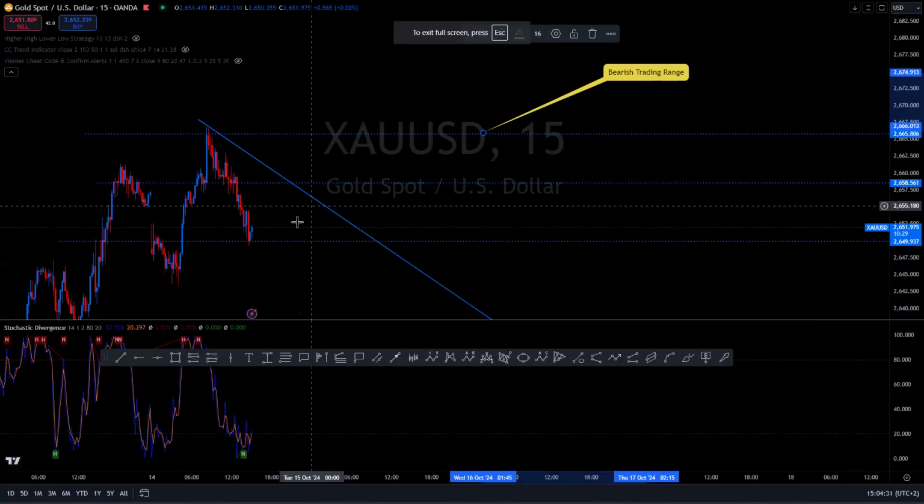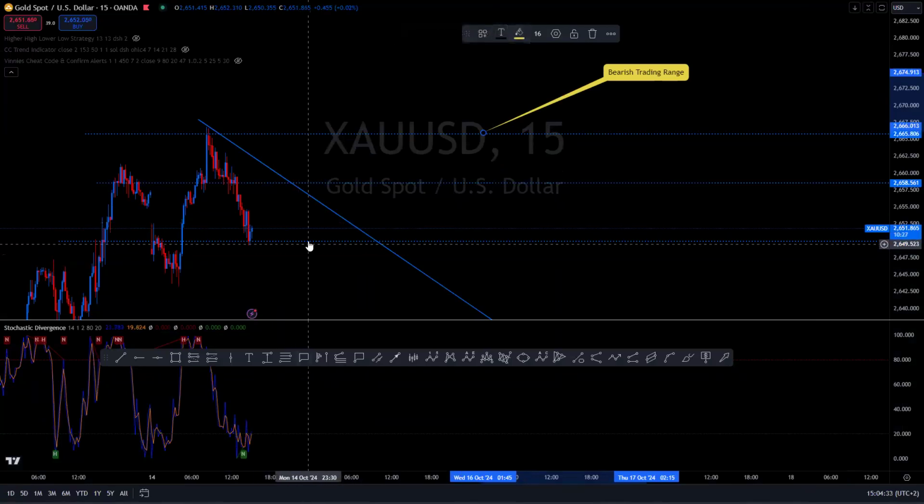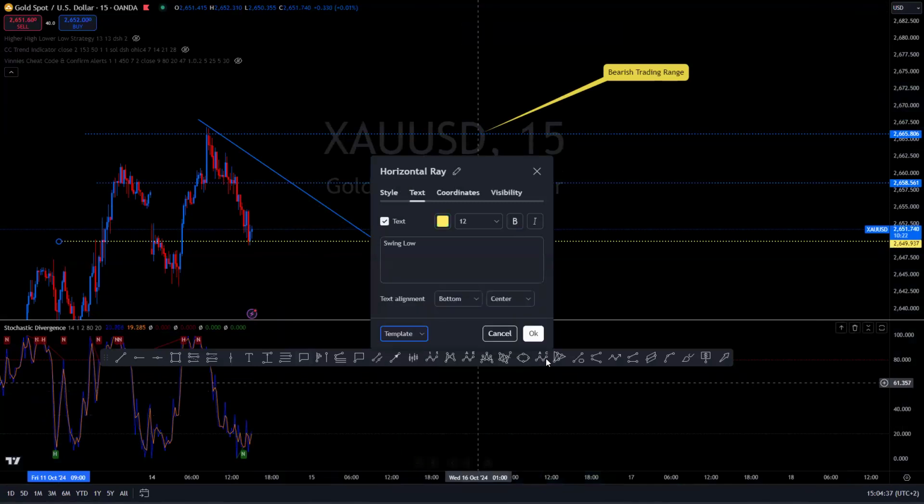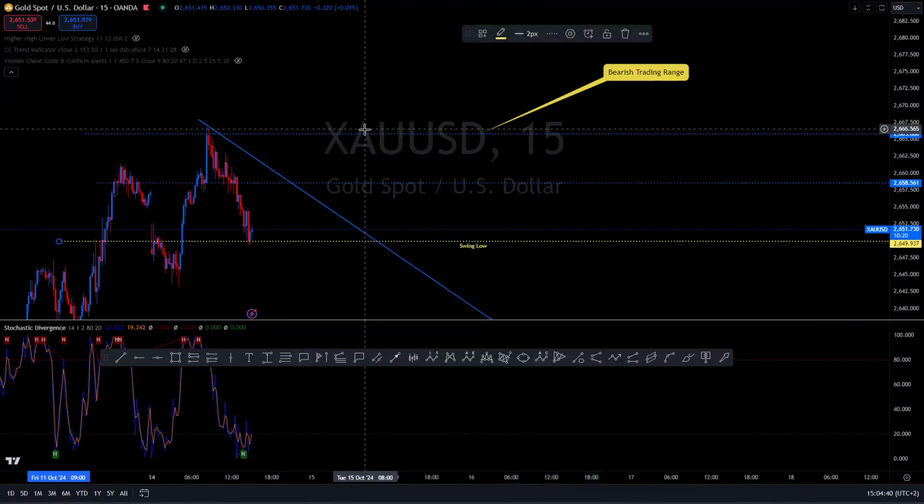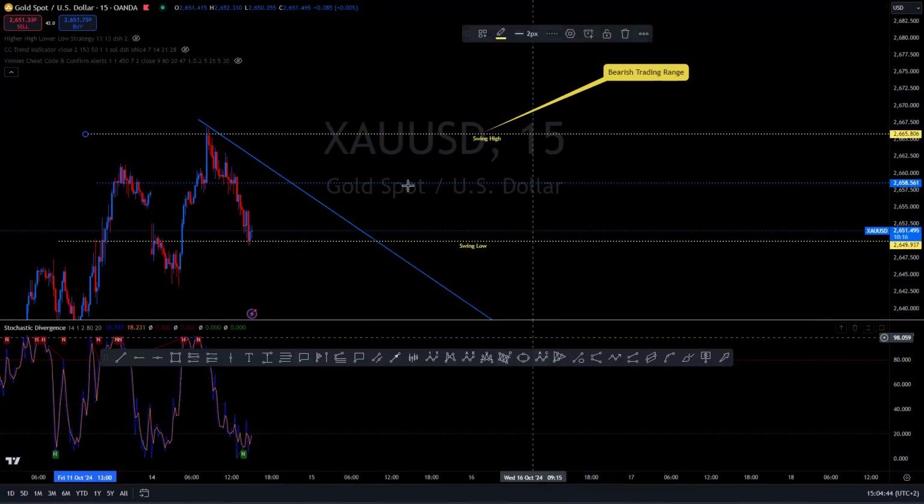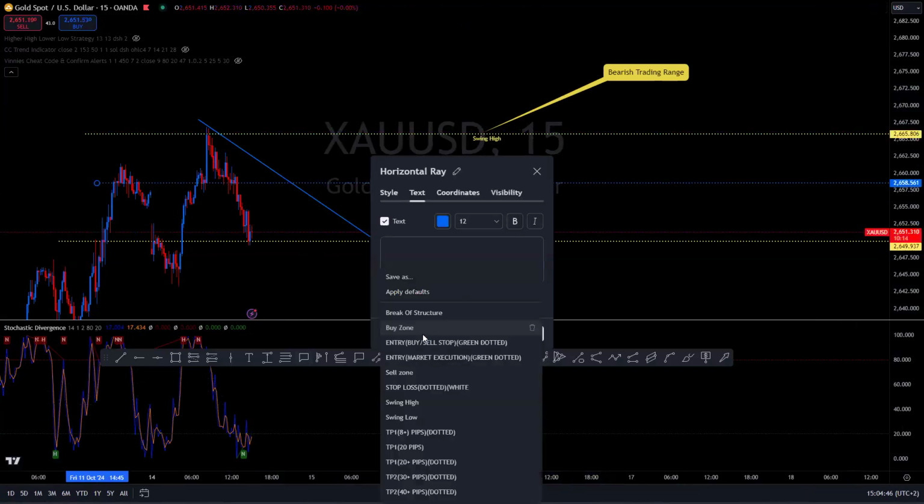And now we're going to label these. We've got swing low. We've got swing high. And this is our breaker structure.